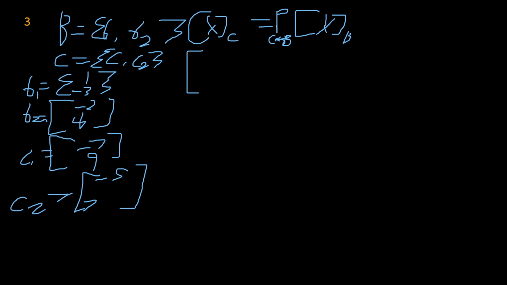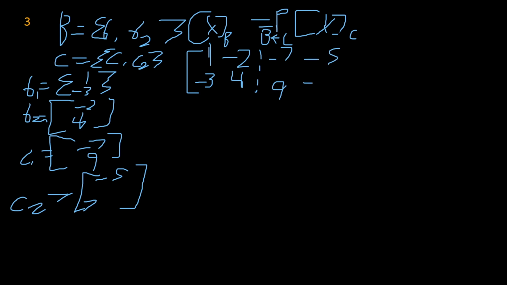Oh, what did I say? We're going to go from C to B. That's what I meant. Yeah, that makes complete sense because that's a lot easier. As you can see, the B starts with a 1 in the top. If you want to solve this, you definitely want to do it this way first. So you have [1, -3; -2, 4] augmented with [-7, 9; -5, 7].